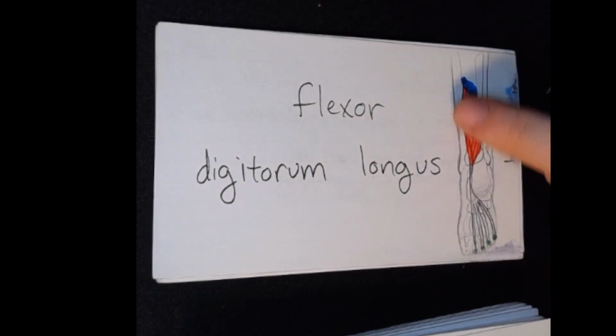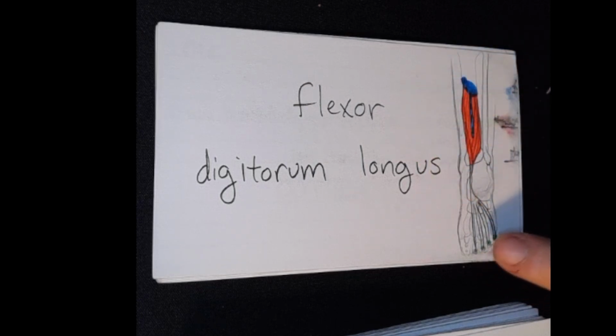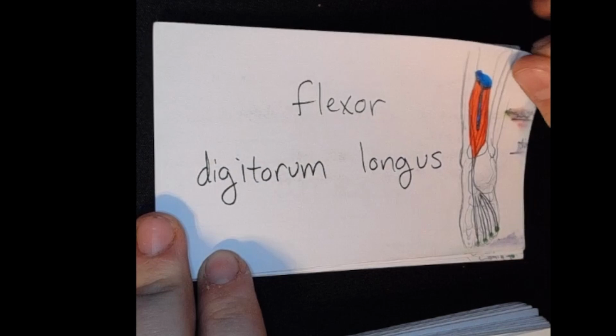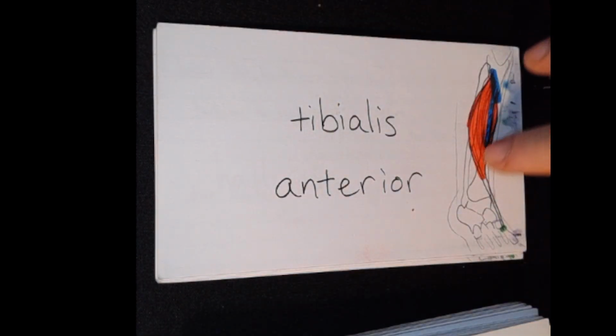Flexor digitorum longus. Origin, posterior tibia. Insertion, distal phalanx of 4 toes. Action: flexes 4 toes and assists in subtalar inversion and assists in talocrural plantar flexion. Innervation: tibial nerve.